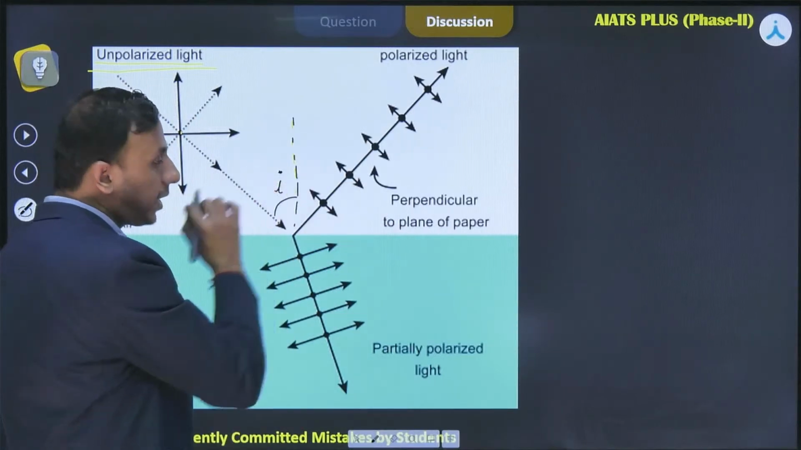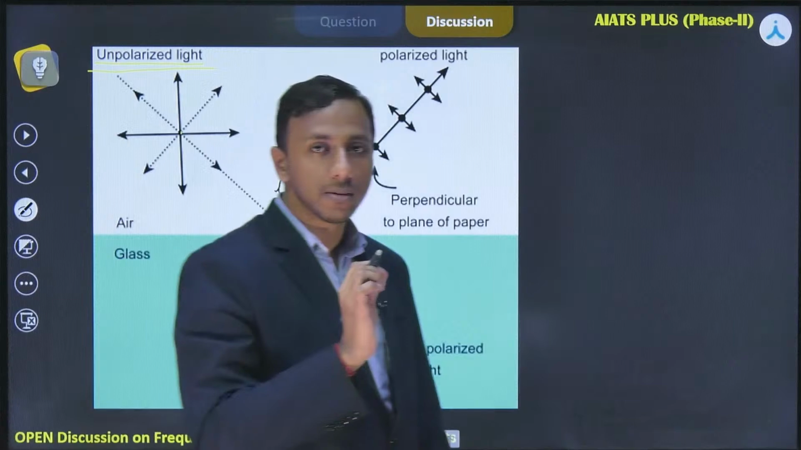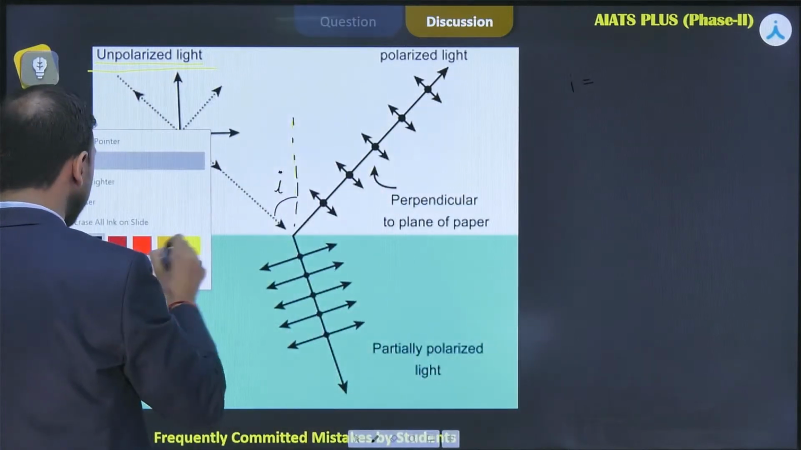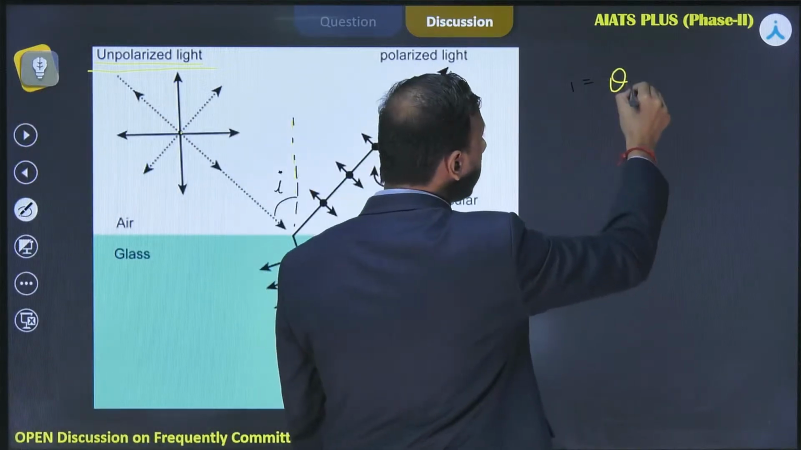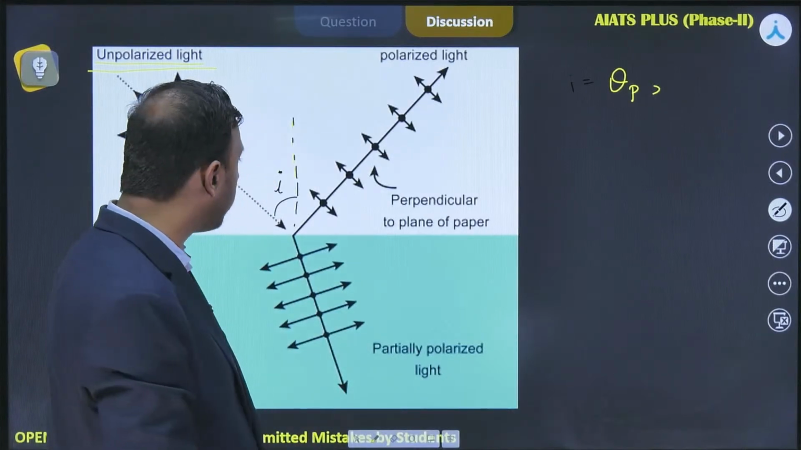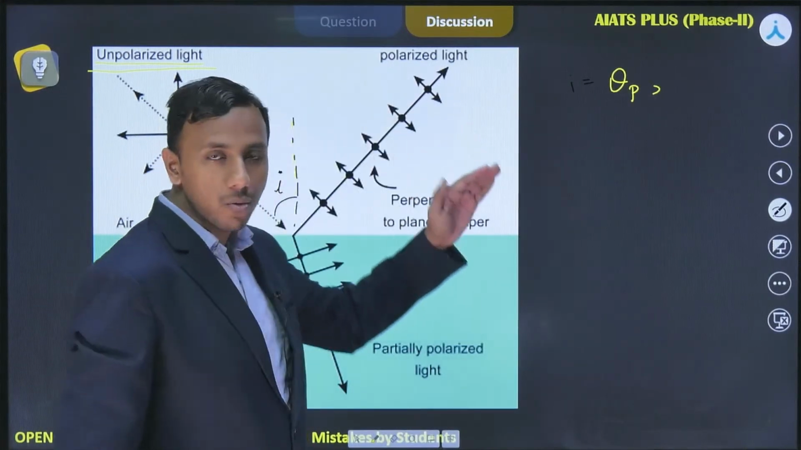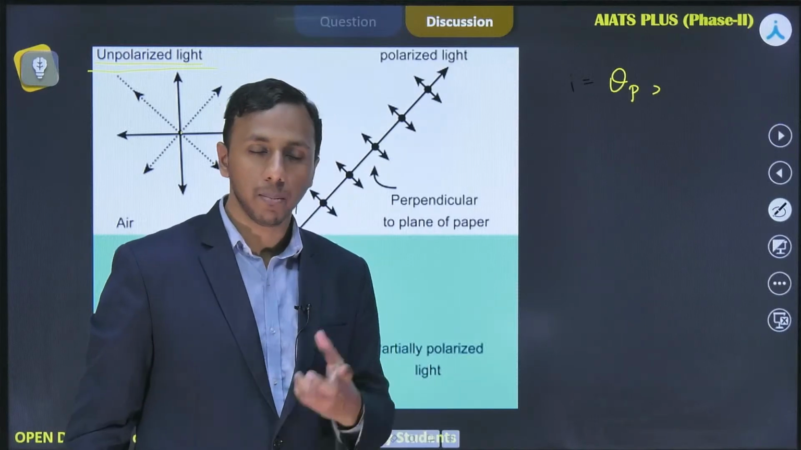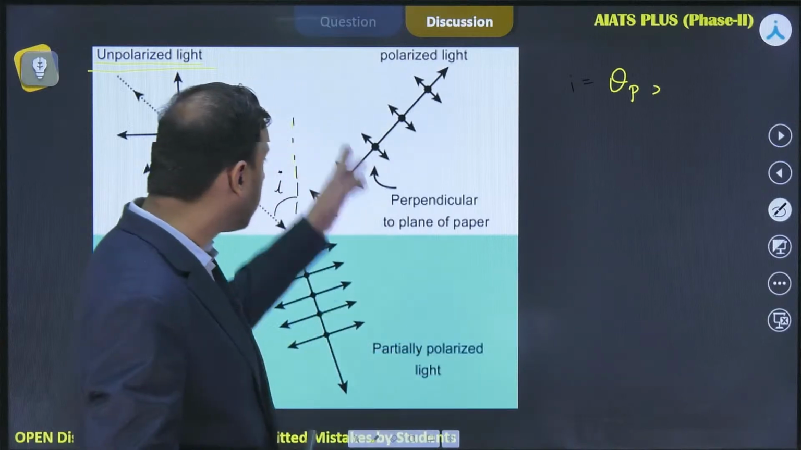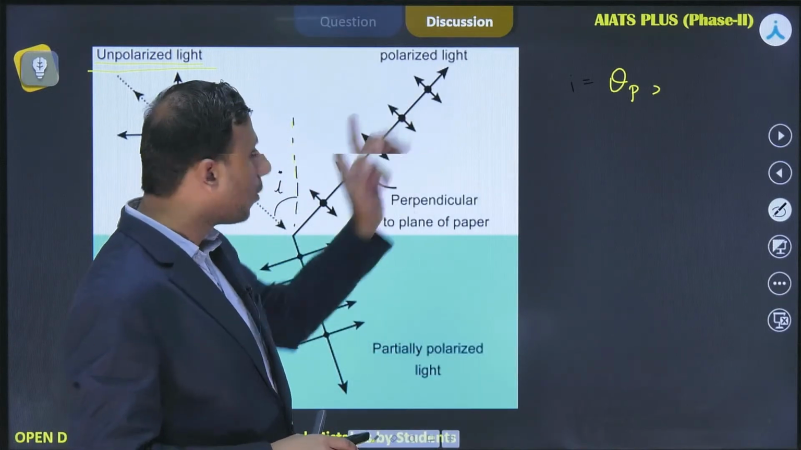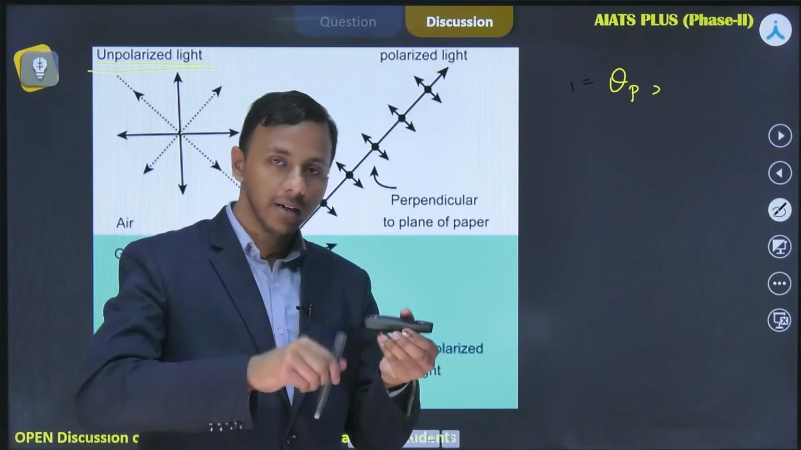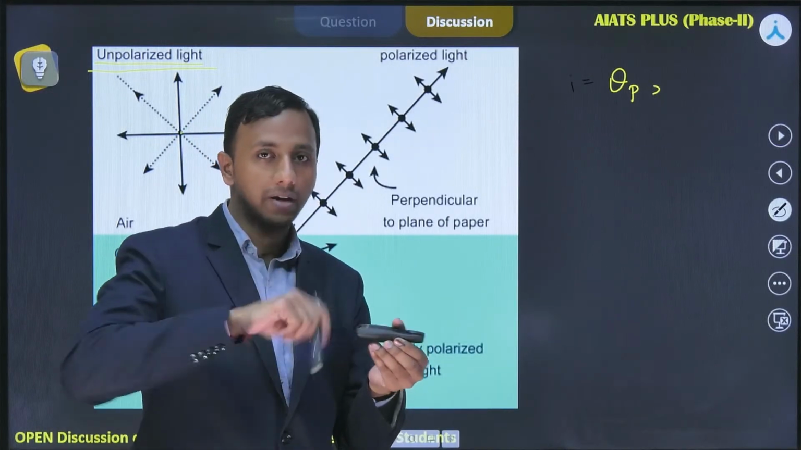But at a particular I, at a particular angle of incidence equal to theta p, which is what we call Brewster's angle, right? So what would happen? The reflected ray would be completely plane polarized. Plane polarized meaning that the particles would be vibrating in one particular direction, right? That's why if you see, I have drawn it like this. One particular direction. It's also written perpendicular to the plane of paper, which means it will be vibrating in this direction only. You won't say it will vibrate in all directions.